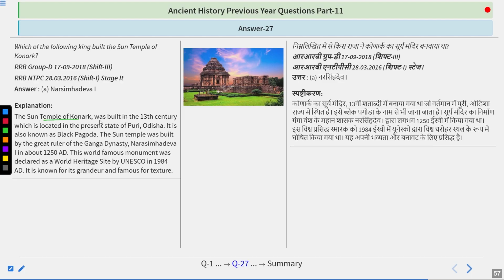So the Sun Temple of Konark was built in the 13th century, which is located in the present state of Puri, Odisha. It is also known as Black Pagoda. The Sun Temple was built by the great ruler of Ganga dynasty, Narsimdev I, in about 1250 AD. The famous monument was declared as a World Heritage Site by UNESCO in 1984. It is known for its grandeur and famous for texture. So, do remember Narsimdev I is the one particular person who built this temple.